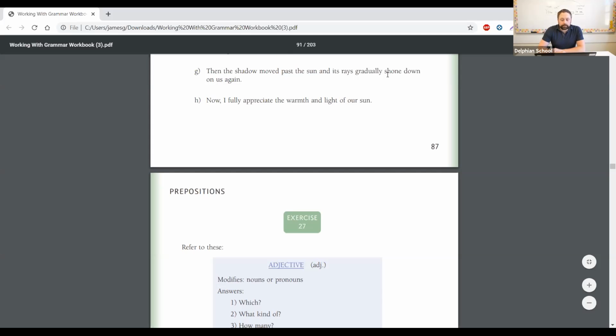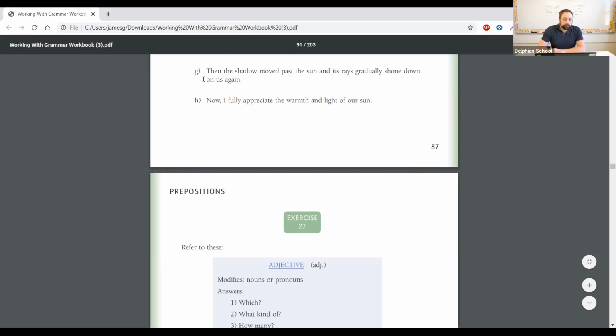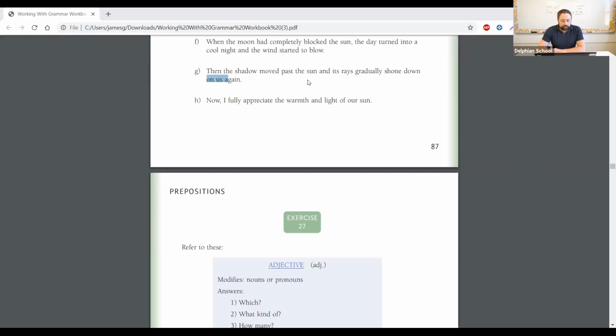Its rays, gradually, that's a modifier. Shone is a verb. Down is a modifier. On us, that's where it's shining down. It's a very good job for spotting that. Yeah, a lot of good answers here in the Q&A box.